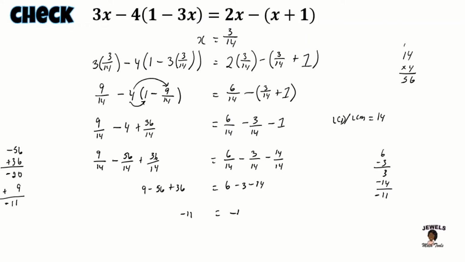So we can see that both sides of our equation equal negative 11, which means that my x equals 3/14 is indeed the correct answer. So take your time as you solve these type of equations. It may seem a bit crazy and a bit tricky at first, but as you practice, you will get better. So remember that once you solve the equation, always check your answer to confirm whether the answer that you got for your question is indeed correct.